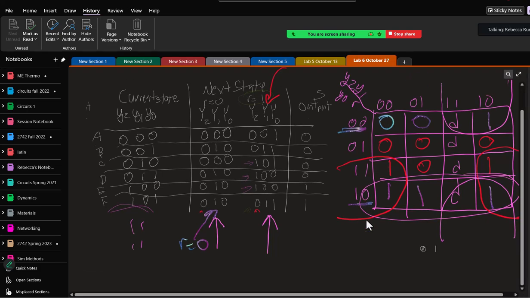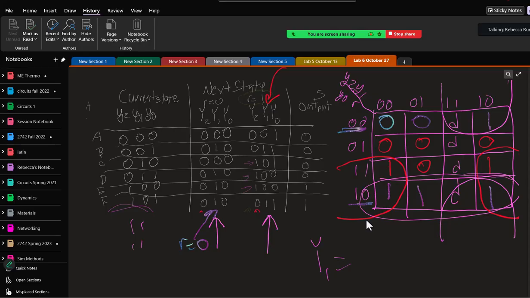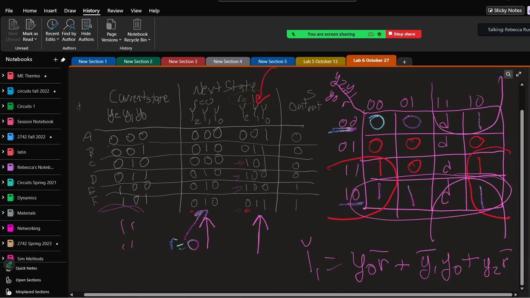Okay, so y1 equals that bottom row, which is y0 r bar, or, and then the ones that are wrapping around on the bottom have y1 is 0, so that's y1 bar, and y0 is 1, so y1 bar y0, or, and then wrapping around top and bottom gives me y2 is 1, and r is 0, so y2 r bar. So y'all please check me on that.